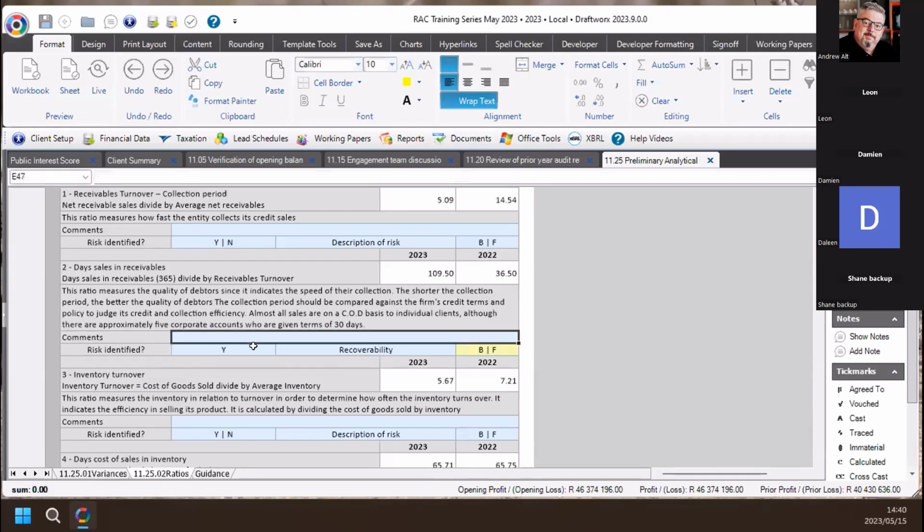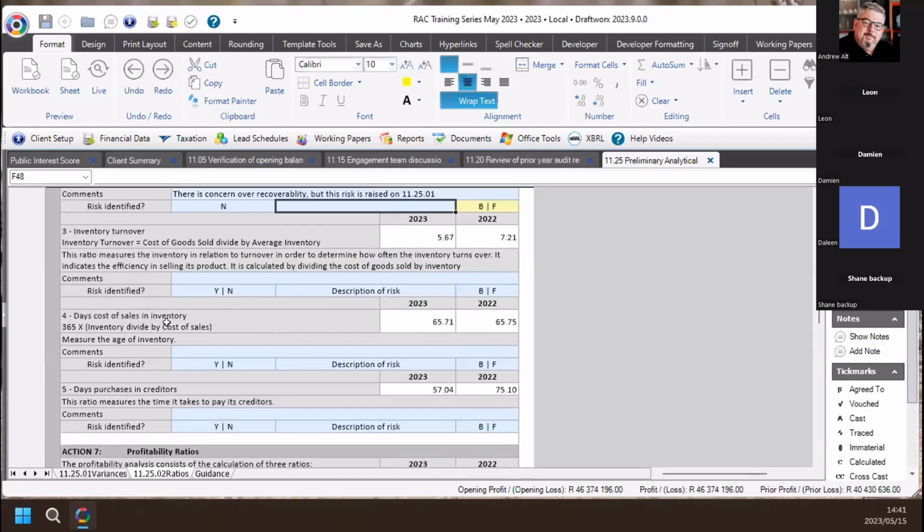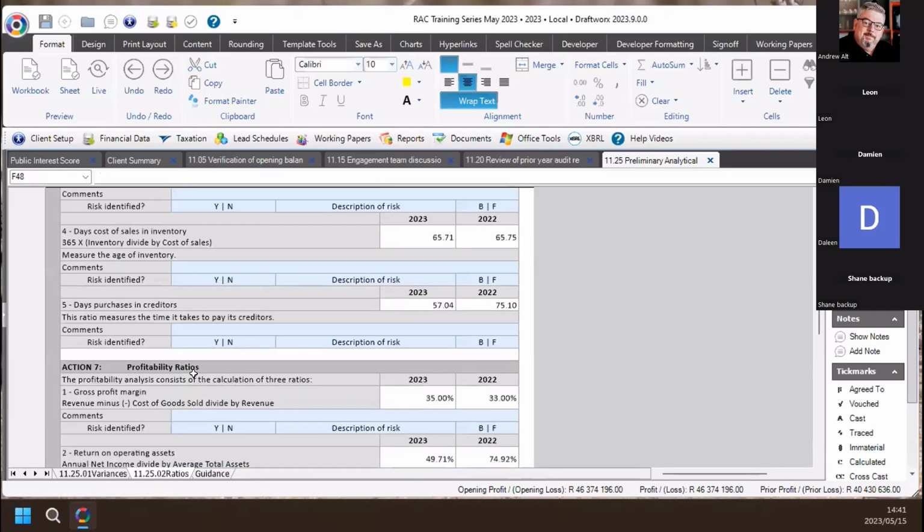But what I want to point out now is that that creates a duplicate risk, which we don't really want to do. You don't want to raise the same risk 10 times because you're going to end up having to assess it 10 times. So at this point, I can say there is concern for recovery, but this risk is raised in 11.25.01. And then I'm going to say, no, there is not a risk that we raise at this point in time, and leave it at that. Otherwise, you're duplicating stuff. So you can work through, again, these ratios are only ever a guide.